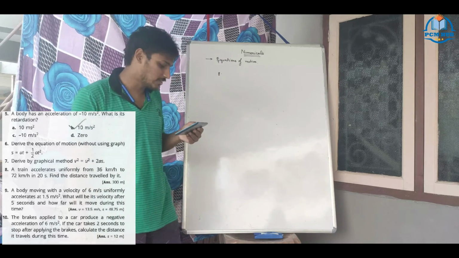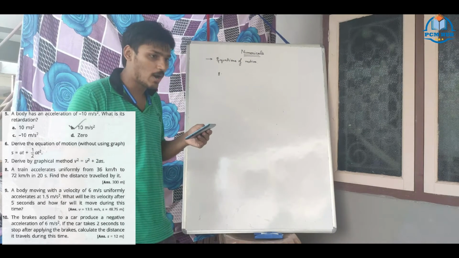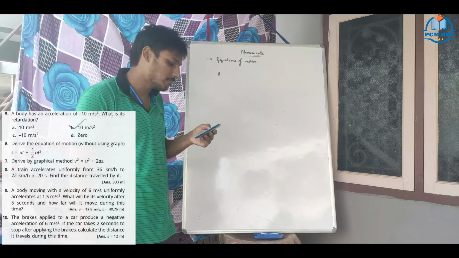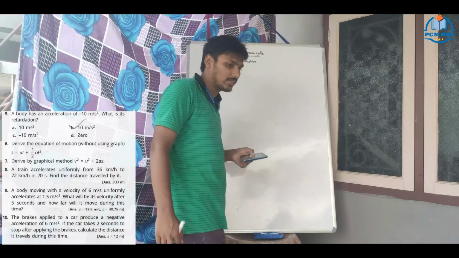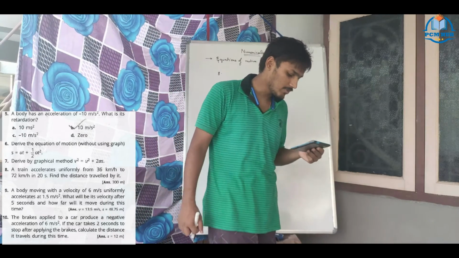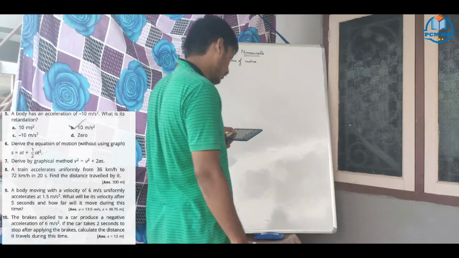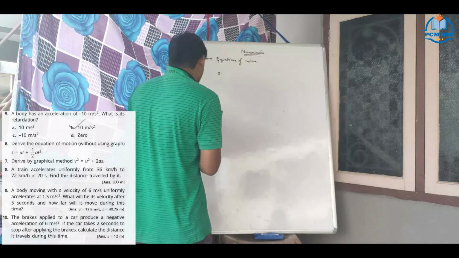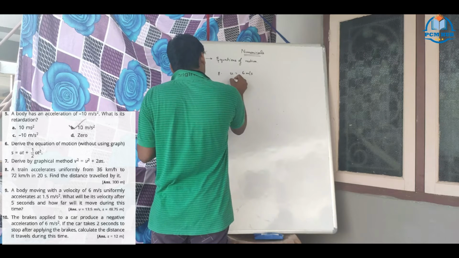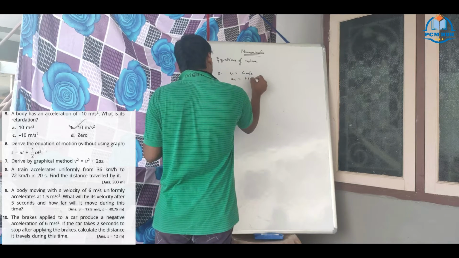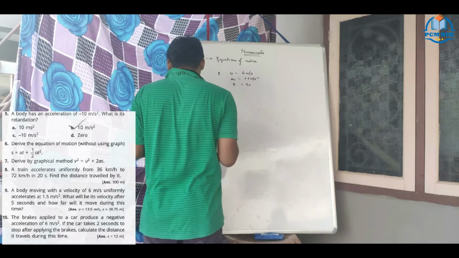Okay, ninth question. A body moving with a velocity of 6 meter per second uniformly accelerates at 1.5 meter per second square. What will be its velocity after 5 seconds, and how far will it move during this time? So he is asking the final velocity and also the distance. He is uniformly accelerating. u is given as 6 meter per second. Acceleration is given as 1.5 meter per second square. After 5 seconds, what is the velocity, and how far will it move?